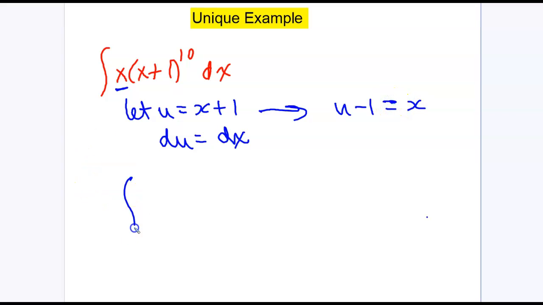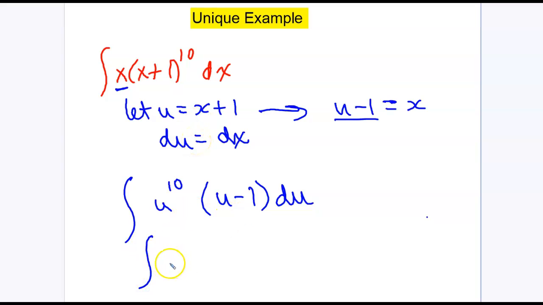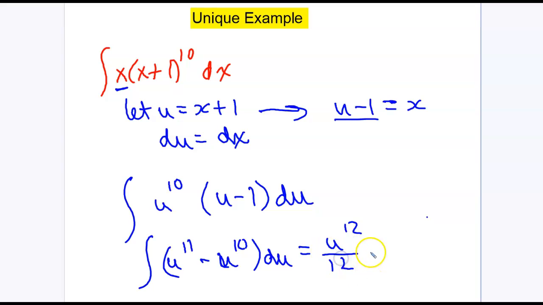So now my integral, in place of x plus 1, I'm putting u to the 10th. And in place of x, I'm putting in u minus 1. And in place of dx, I'm putting du. So now I can distribute that u to the 10th to get u to the 11 minus u to the 10th du. And now I can integrate: u to the 11th would be u to the 12 over 12 minus u to the 11 over 11 plus a constant.